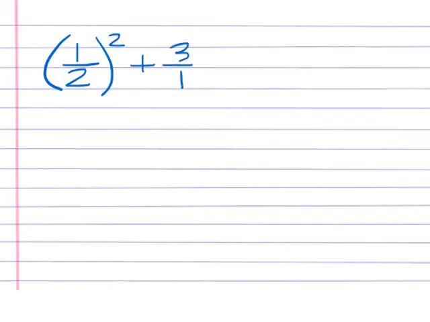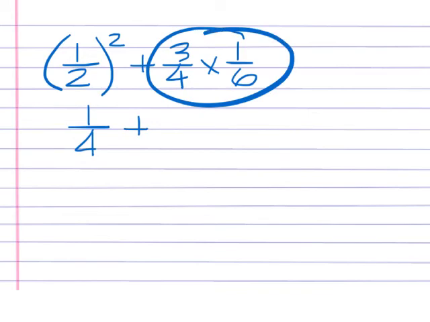Example number 5. 1/2 squared plus 3 over 4 times 1 over 6. Anytime you square a fraction, you multiply the top by itself, so in this case 1, and the bottom by itself. 2 times 2 is 4. And then do the multiplication over here to get 3 over 24.